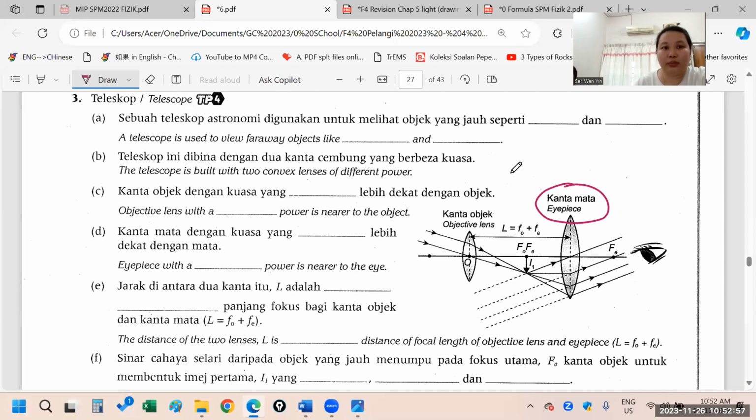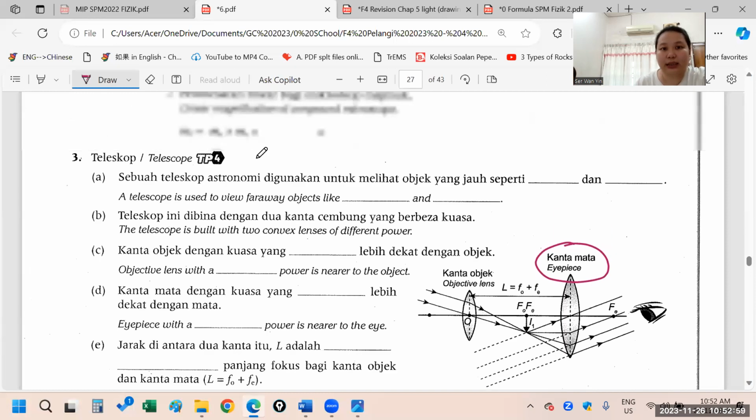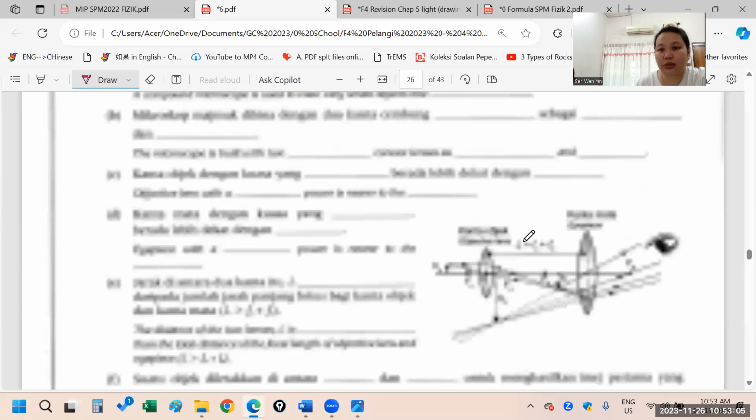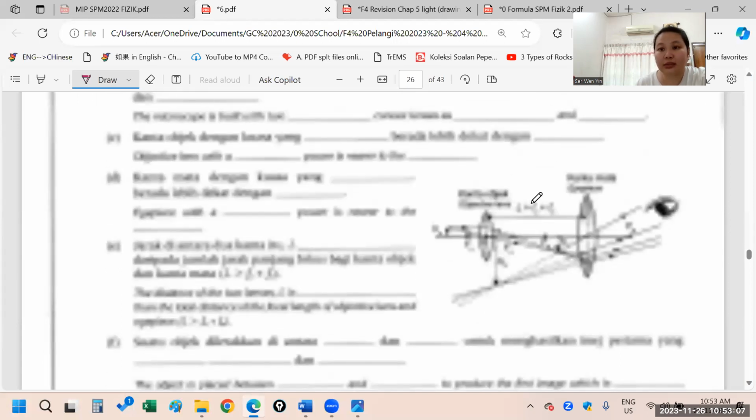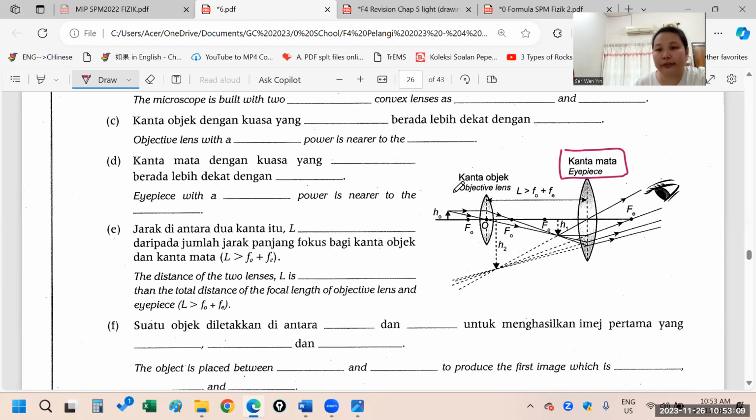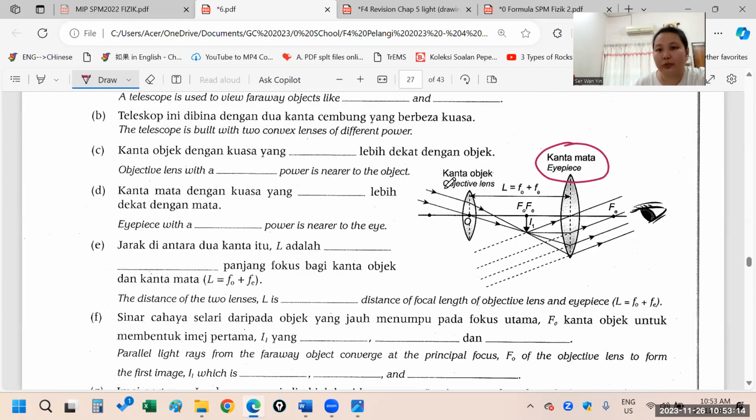Okay, a telescope normally like this, I got two lenses, right? A microscope also has two lenses. One is the eyepiece, one is the objective lens. Both of them have one objective lens. Objective lens means we take the light from the object.